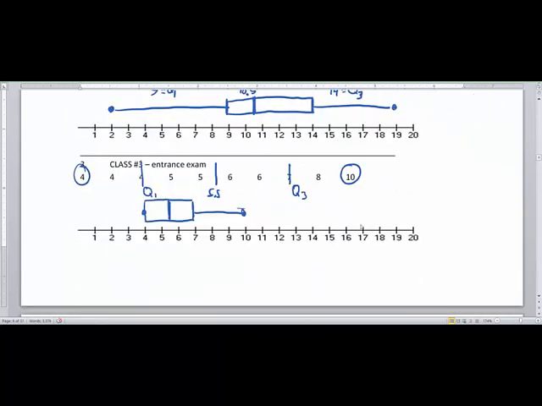Which would be the hardest to teach? Well, what you might be thinking is class number 3 would be the hardest to teach because they had the lowest scores. But actually, they'd be the easiest to teach because they have less variation. That's what's cool about class number 3. It has the smallest amount of variation. How cool is that, right?